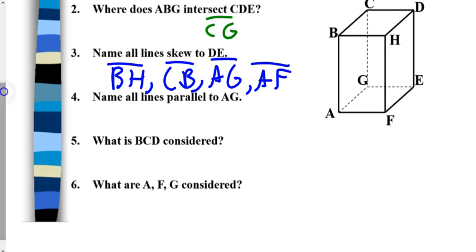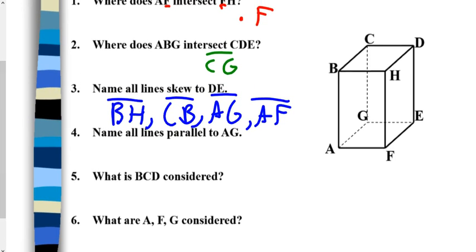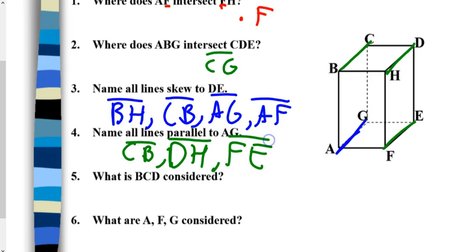Name all lines parallel to AG. So again, find AG. It's right here. Now, you can't do this with your paper, obviously, but remember, these are the ones that are going to be parallel to AG. Okay? So, again, that's going to be EF, DH, and CB. And again, if you do HD, you're fine. FE or EF, doesn't matter.